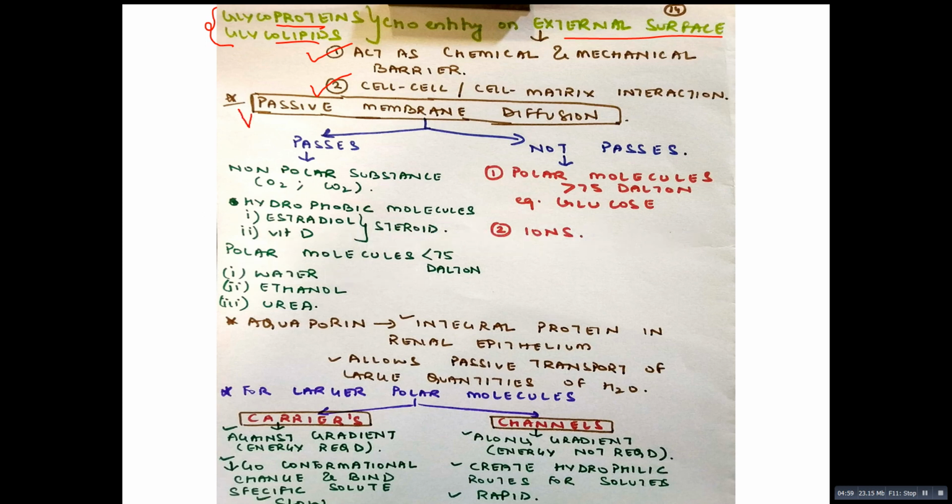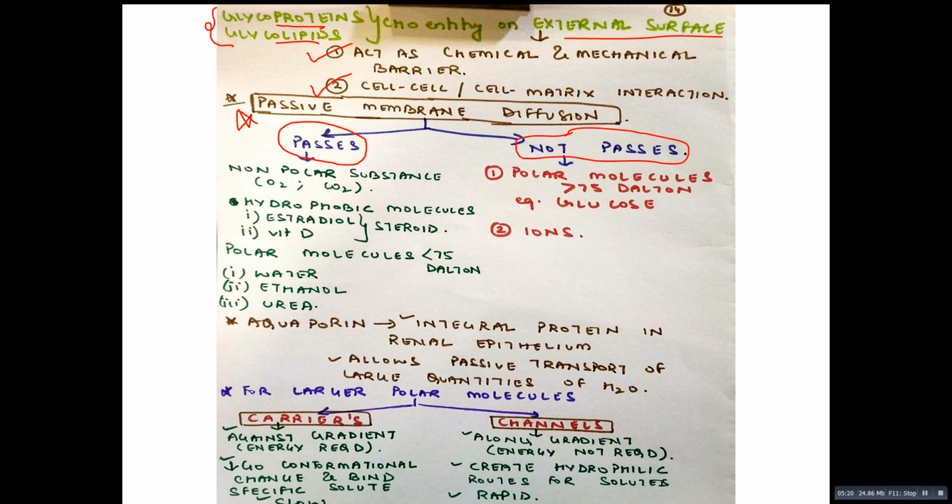Now we start with the first kind of transport, which is passive membrane diffusion. We first discuss the substances which pass and the substances which cannot pass by this method. So let us see what are the substances which can pass by means of passive membrane transport.